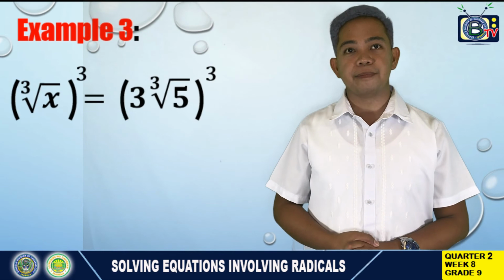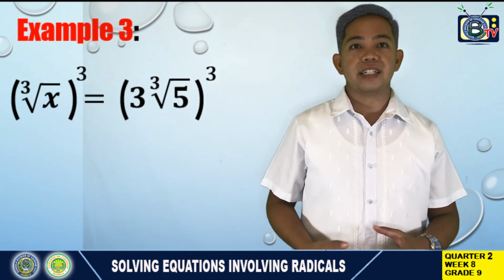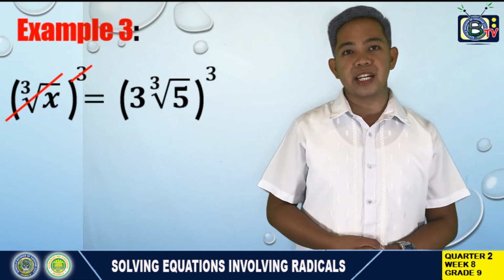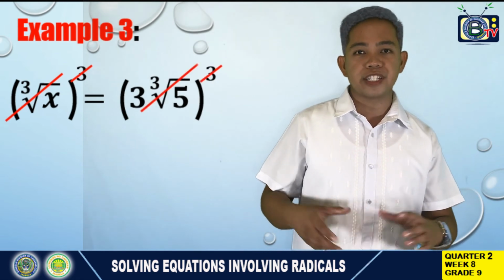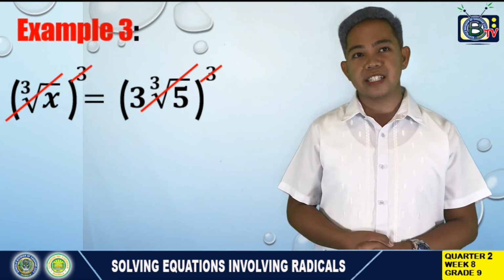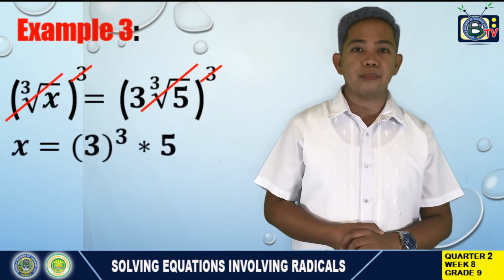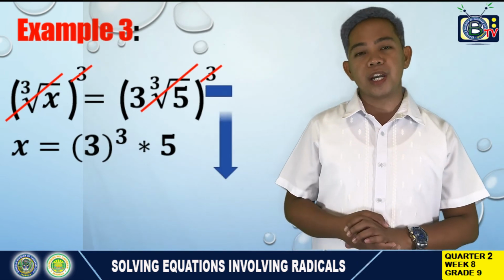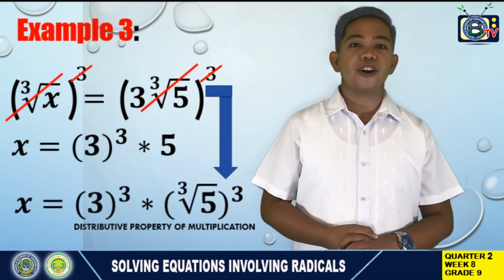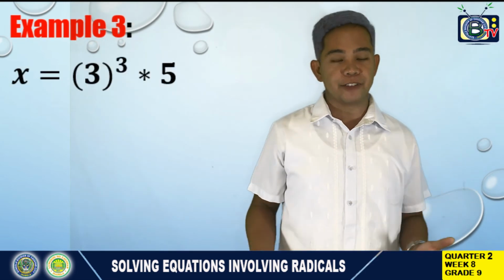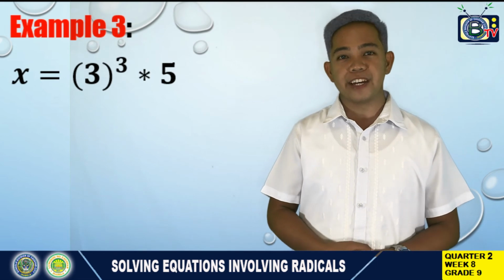In the third step, solve for the variable. Now, we can remove the radical as well as its index on both sides of the equation. The equation now will be x is equal to the 3 cube multiplied by 5. On the right side of the equation, we apply the distributive property of multiplication. Simplify the right side of the equation to get the value of x.